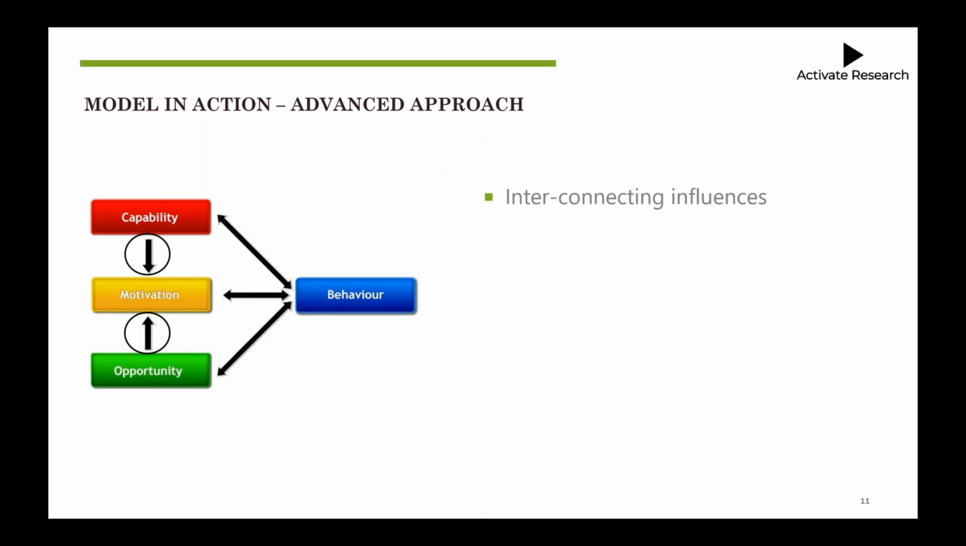I mentioned a couple of slides ago that the COM-B model contains these arrows, which describe the relationships between the 3 key pillars of COM-B. This is what I call interconnecting influences. Yes, we need capability, opportunity and motivation, but the model also describes how, for example, capability drives motivation. The theory is that the better you become at something, the more capable you become at something, the more motivated you are to do that.